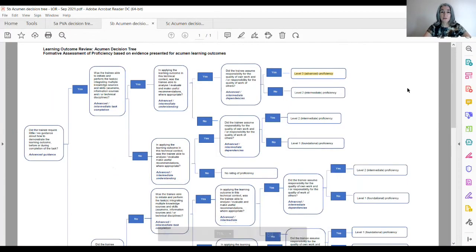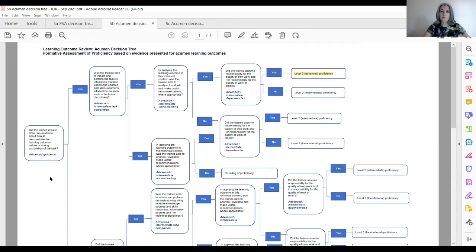Okay, so when we were looking at the professional values and attitudes, I reminded you to look at the top of the decision tree. And here you can see that from a formative assessment perspective, we're really looking at the evidence that's presented for that acumen learning outcome in a particular learning outcome review. This is the trainee first doing a self-assessment of their level of proficiency, and then the reviewer providing the trainee with a rating using the same decision tree.